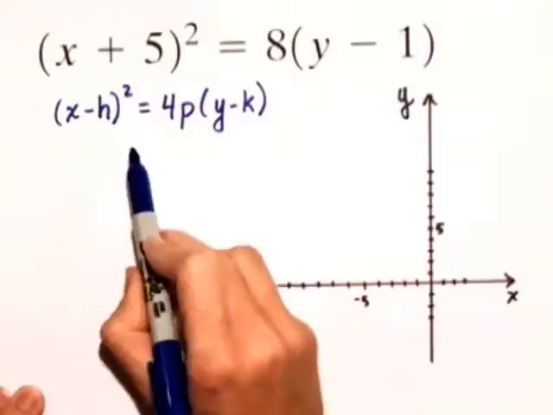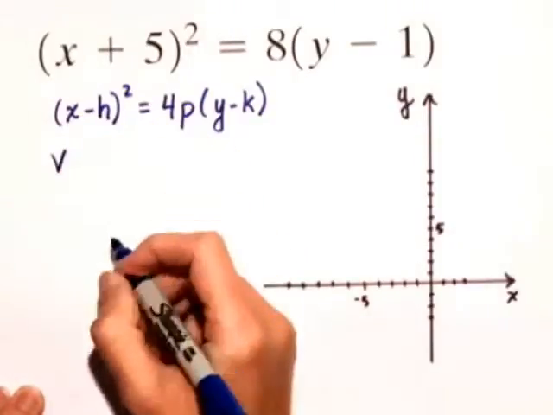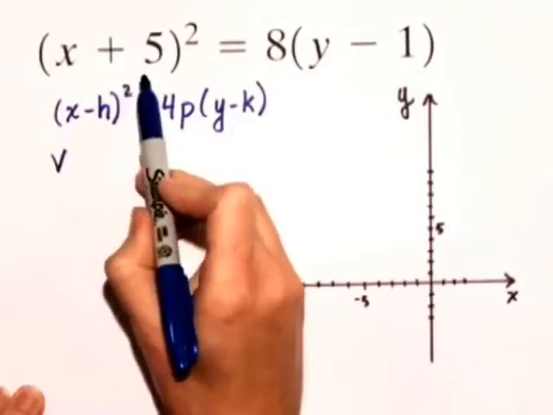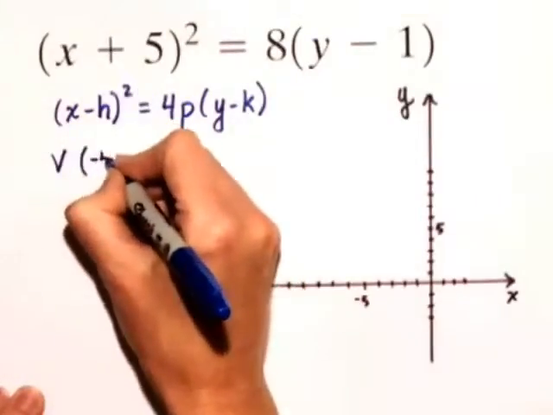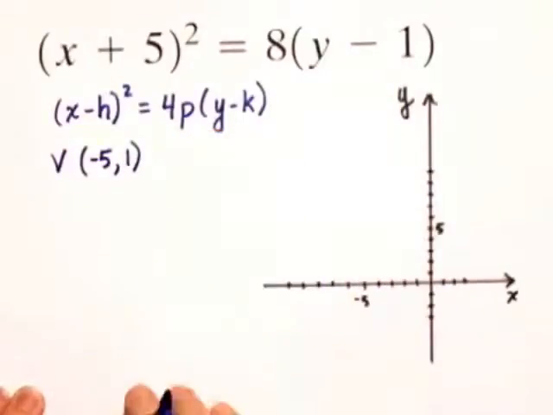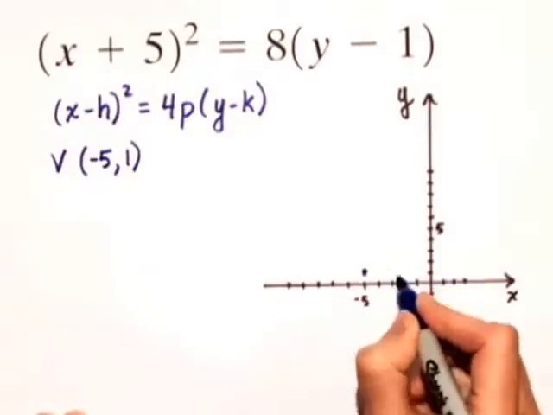So the first thing we want to do is find the vertex. The vertex is located at h comma k. So in our case, h is really negative 5 and the k is equal to 1. So our vertex on this parabola is located at negative 5, 1. Let's go ahead and put that on our graph.